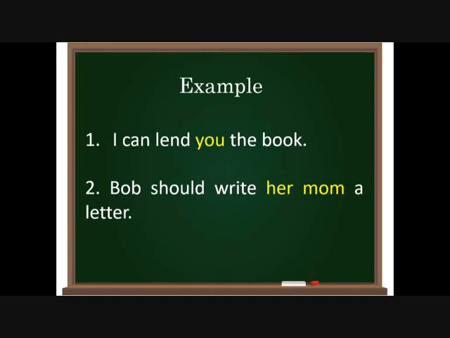The first sentence says I can lend you the book. In this one, the subject is I, the verb is can lend, and then you, the book is part of the predicate. If we ask our verb, lend, the question to whom, the answer must be you. Then, Bob should write her mom a letter. If we ask the question to whom did he write the letter, the answer is her mom.